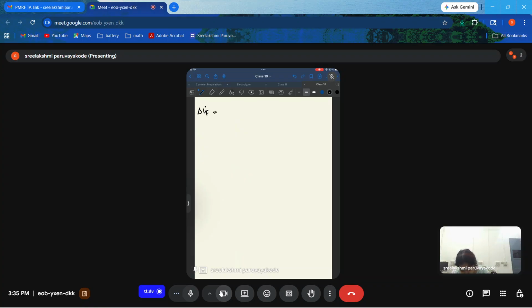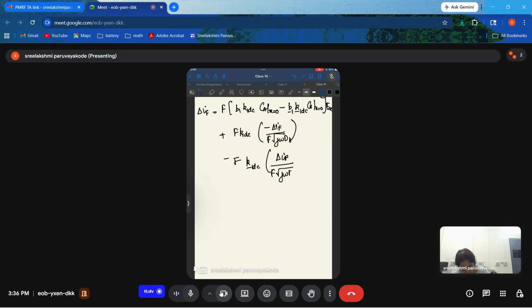ΔIF equal to F into B1 K1 DC CA at x equal to 0 minus B minus 1 K minus 1 DC CB at x equal to 0 EAC plus F K1 DC minus ΔIF by F into jω DA plus K minus 1 DC ΔIF by F into root of jω DB. This is your expression, right?